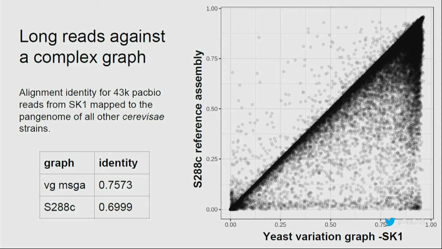We can align it to a single assembly, the reference strain. And for every alignment, so we do 43,000 alignments, for every alignment we have a point. And that point represents the score in the graph versus the score in the linear reference. And you see this large shift here, which represents that this graph object is a better match for the data. And you also see it in the mean identity, which is about 5% higher.